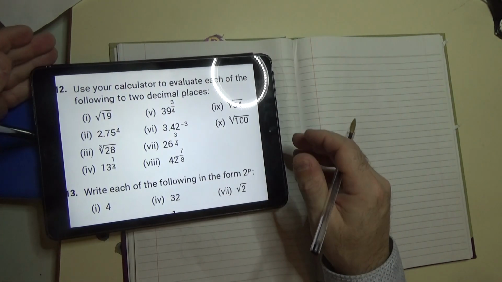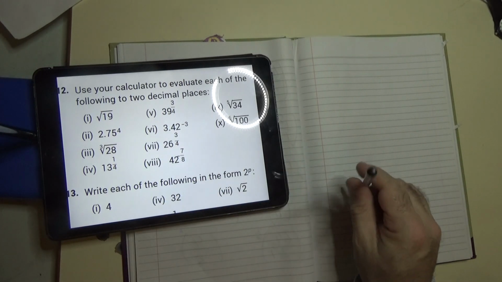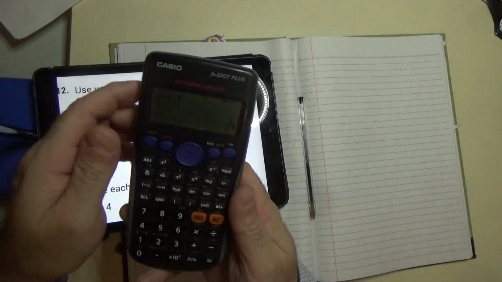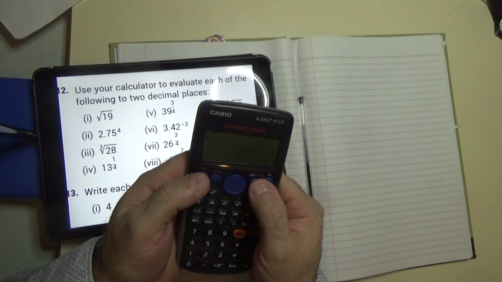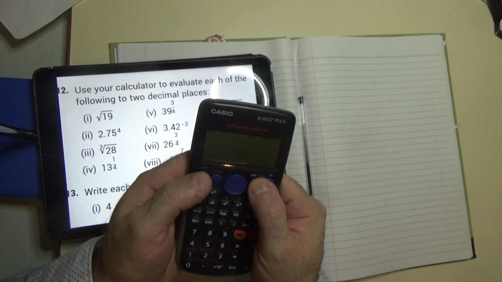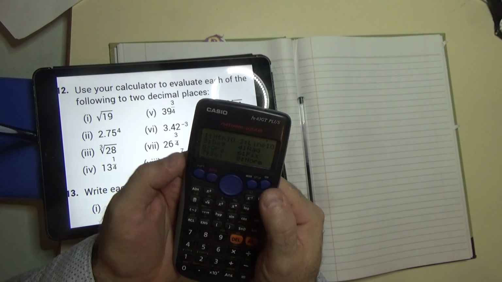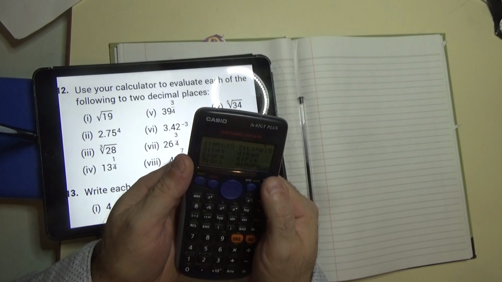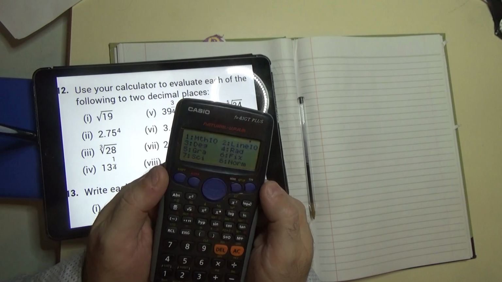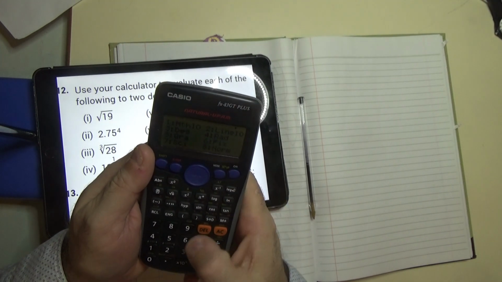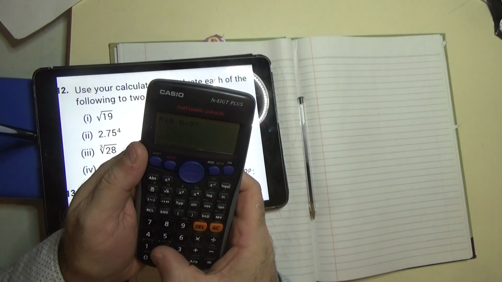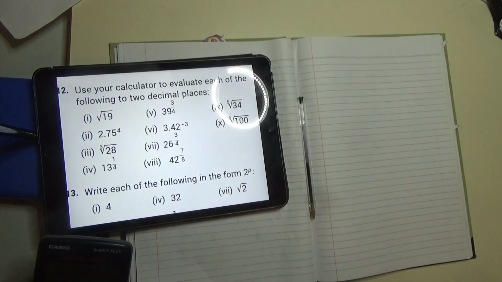Right, I'm going to be using 2 decimal places a lot, so it's time to fix my calculator. I'll make sure to show you the one most of you have. So we're going into the setup menu, and we go with option 6, and then option 2, 2 decimal places.